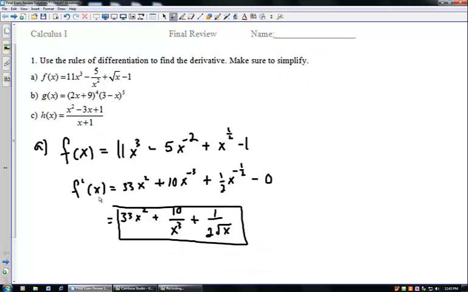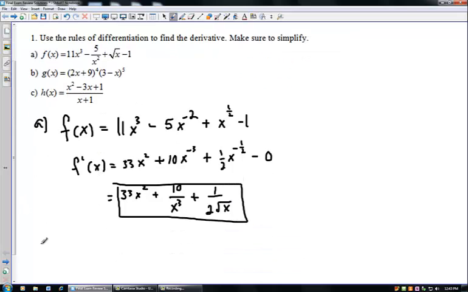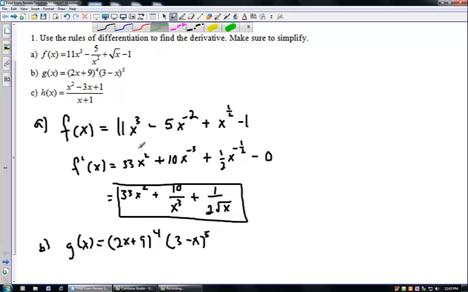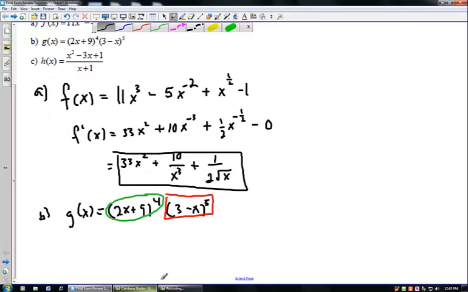And so for part B, we do a similar thing. Let me copy it down. So I have g of x equal to 2x plus 9 to the 4th power times 3 minus x to the 5th. And I'm going to use a product rule on this one because I'm taking the product of two functions. So here's my first function, and then next to it is my second. And the product rule says the derivative of the first times the second plus the first times the derivative of the second. And so below this, we can start.